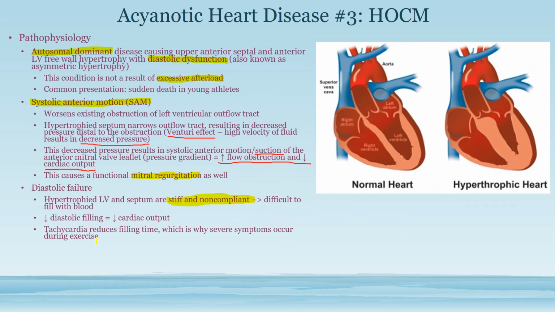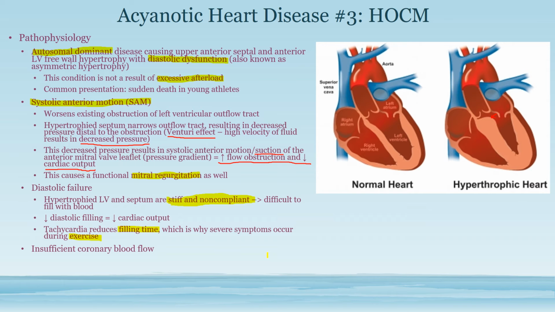Tachycardia also. This is the reason why exercise causes so many problems. You get tachycardia, and tachycardia reduces the filling time of the heart. It decreases diastolic filling time, and that will worsen the decreased cardiac output and cause major issues. Another important aspect is insufficient coronary blood flow. If you have an outflow tract obstruction, then the coronary arteries, which come off the aorta, aren't going to get enough blood flow, and you'll have damage to the heart, ventricle, heart wall, and atrial walls as well.